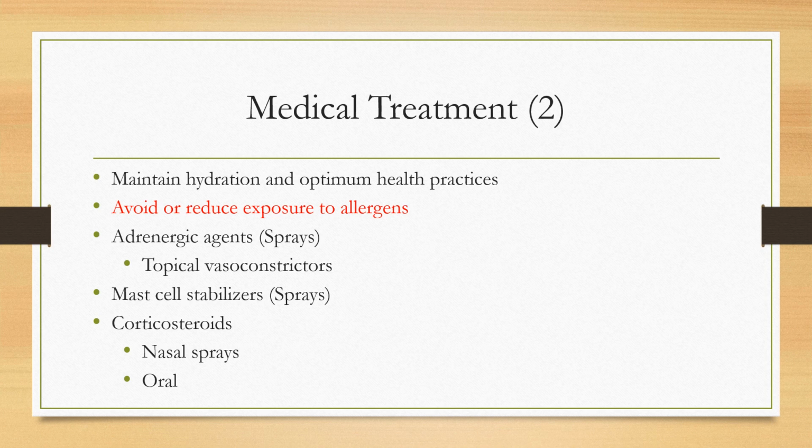There can be some adrenergic agents. Usually these are nasal sprays. They are topical vasoconstrictors that they can use. There are mast cell stabilizers, and these are also nasal sprays. Then there are corticosteroids. Some come in nasal sprays. Some are oral.